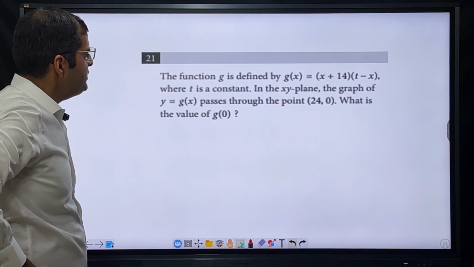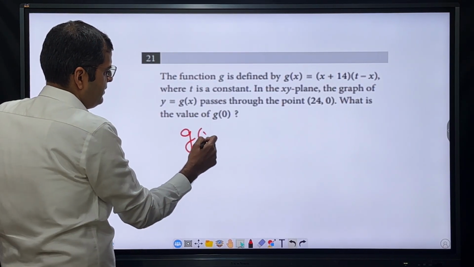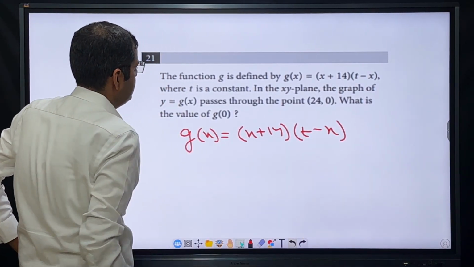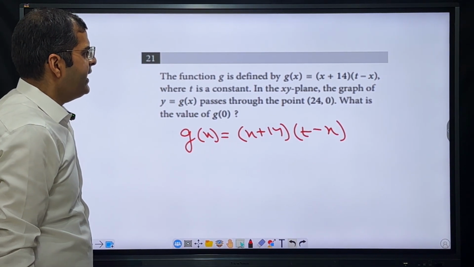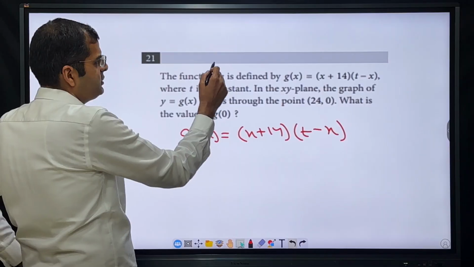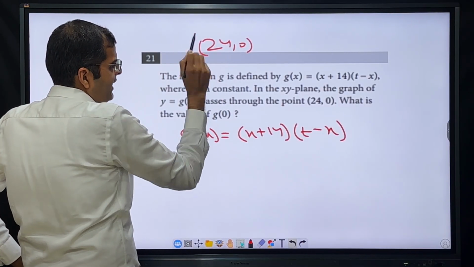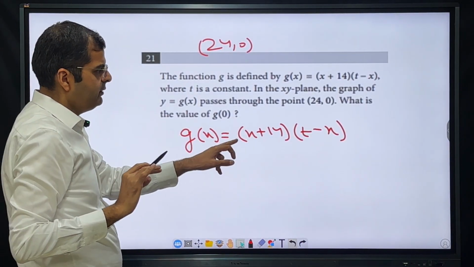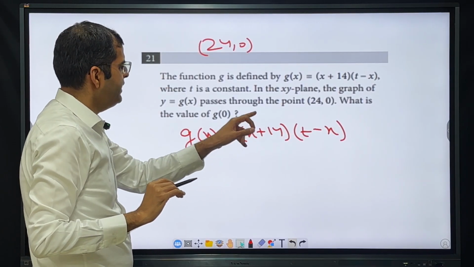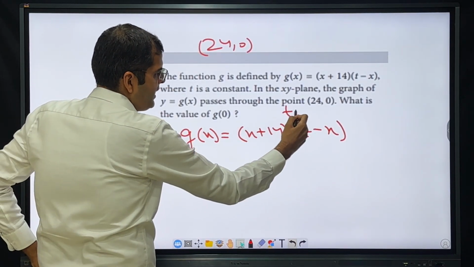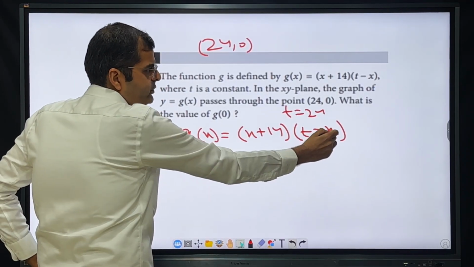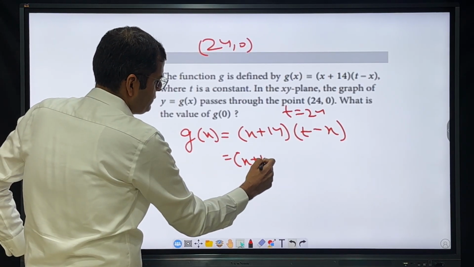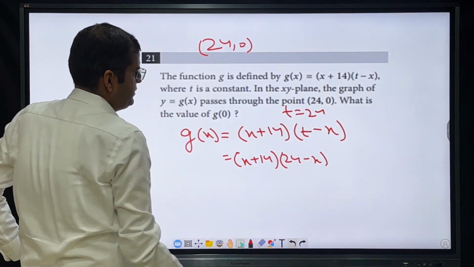Now this says the function g is defined by g of x is equal to x plus 14 times t minus x, where t is a constant. In the xy plane, the graph of y equal to g of x passes through the point 24, 0. So that means when x is 24, g of x is 0. So here when x is minus 14, then also g of x is 0. But when x is 24, then g of x is 0. That means this t has to be equal to 24, because t minus 24 becomes 0. So g of x is nothing but x plus 14 times 24 minus x. This is g of x.